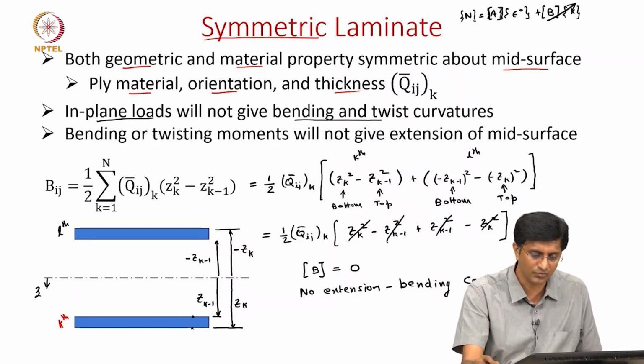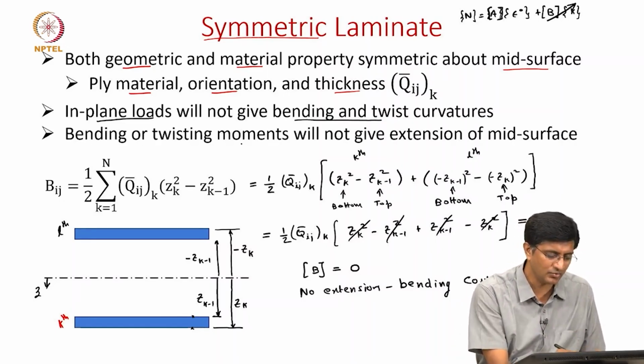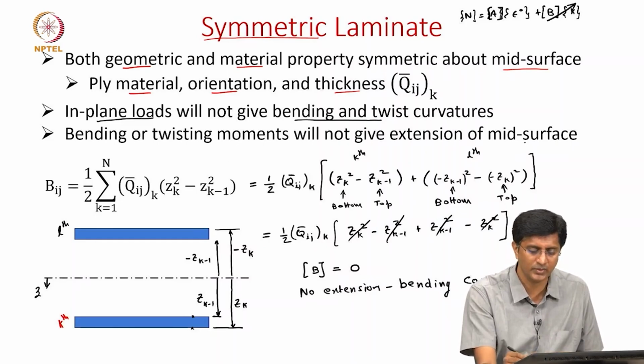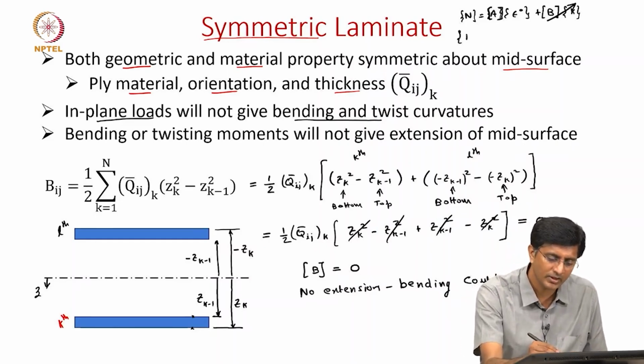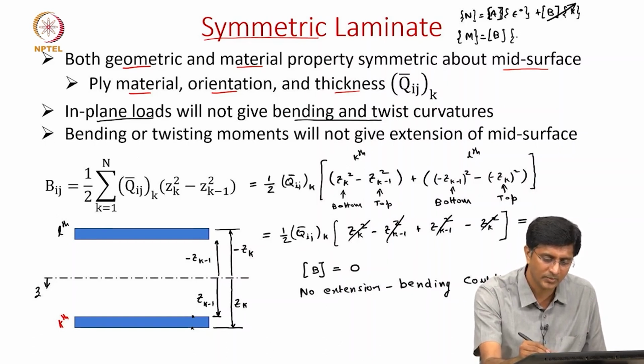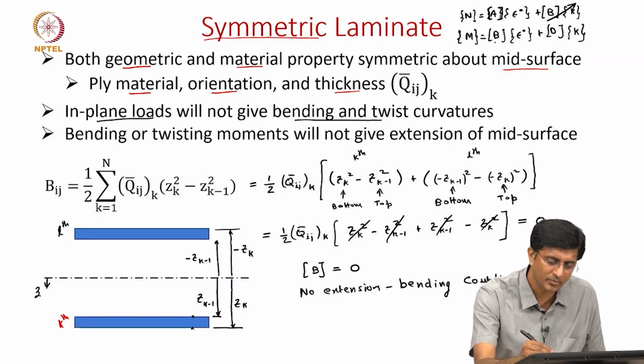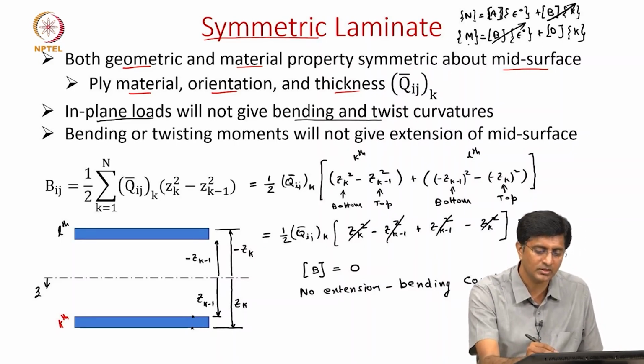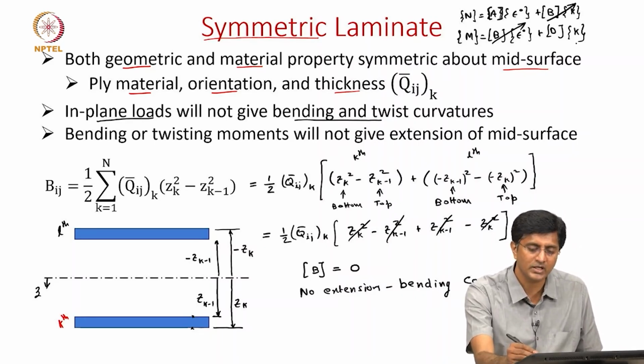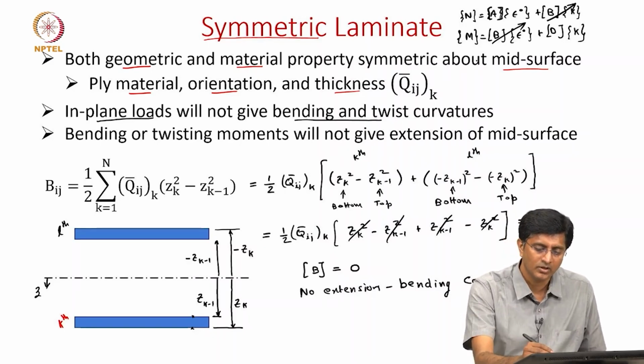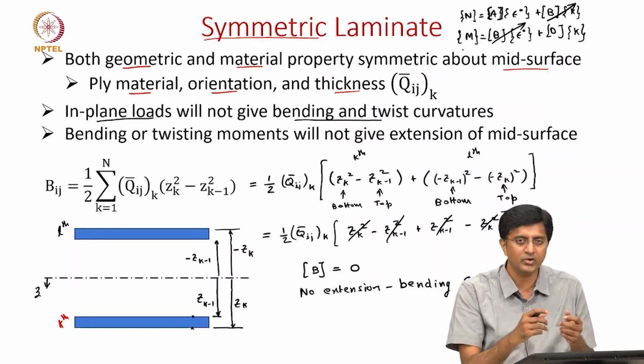And we can also show with the second equation that bending and twisting moments will not give extension of mid surface. So when we write the second equation for moments, we write it as B times the mid surface extensions plus D times the curvatures. Since the B matrix goes to 0, we are saying when we apply moments, what we see are curvatures. So there is no bending extension coupling. Or in other words, when we apply moments, we don't expect to see extensions in the mid surface.